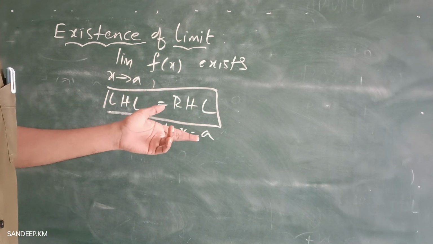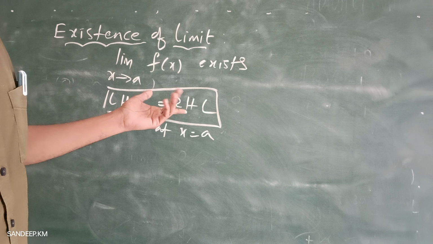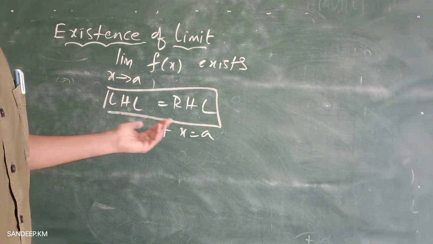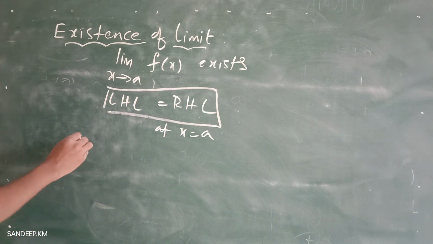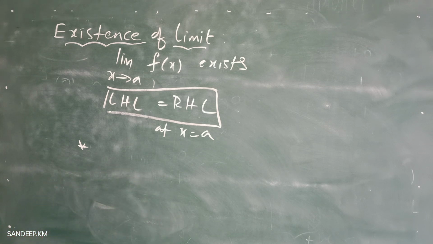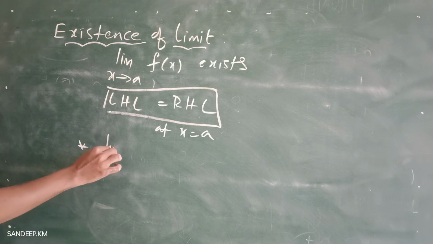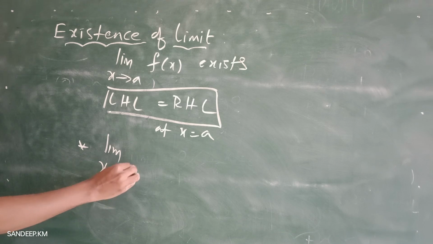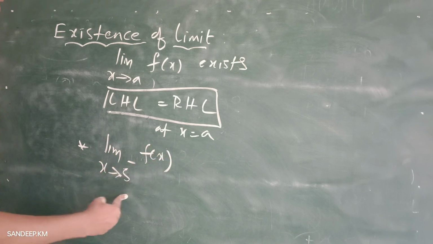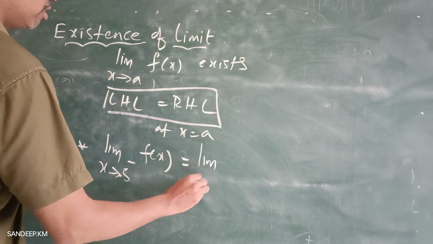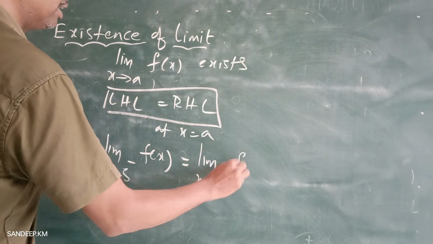In the second example also, the left hand limit is equal to the right hand limit, and even in the third example also, the left hand limit is equal to the right hand limit. So in the first example, I think you have taken the notes. In the first example, limit x approaches 5 from the left side, f of x, which is the left hand limit, is equal to limit x approaches 5 from the right side, f of x.